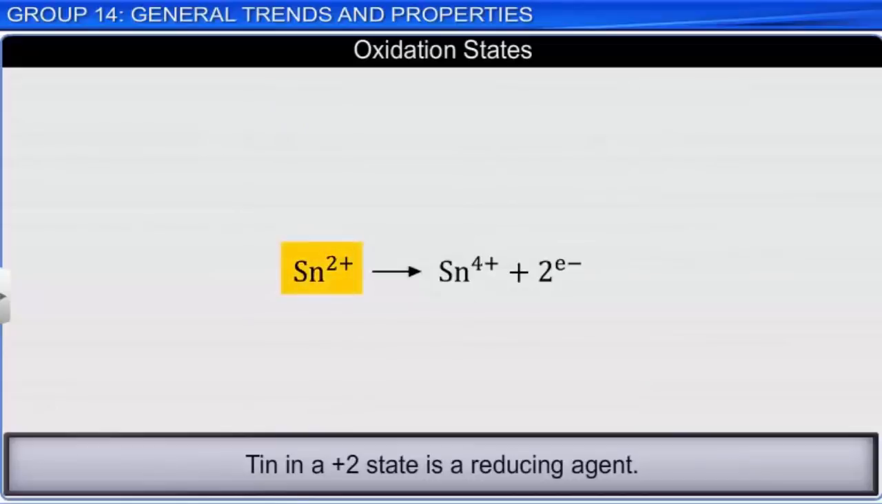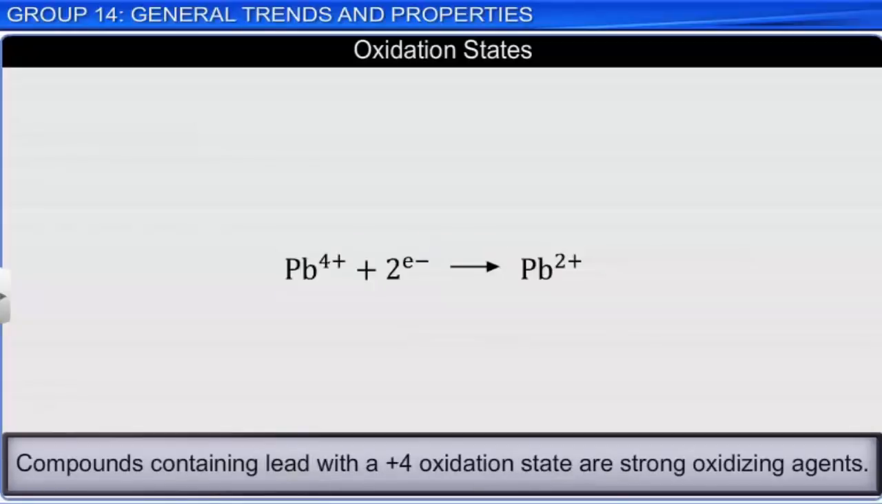Tin in a +2 state is a reducing agent. That is, tin 2 tends to lose 2 electrons or oxidize to achieve a +4 oxidation state. Remember that a reducing agent is the species that oxidizes itself. Lead forms stable compounds with a +2 oxidation number. Compounds with lead in a +4 oxidation state are strong oxidizing agents. This means that lead-4 can gain 2 electrons, forming the lead-2 ion. Remember, the substance that undergoes reduction can be called the oxidizing agent.